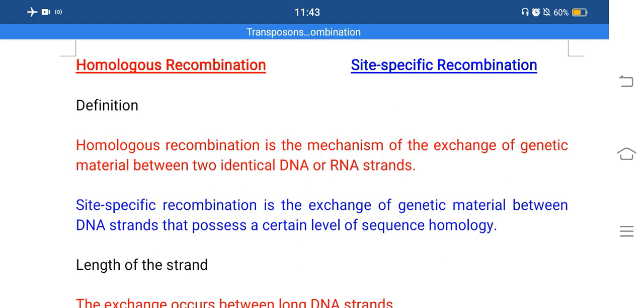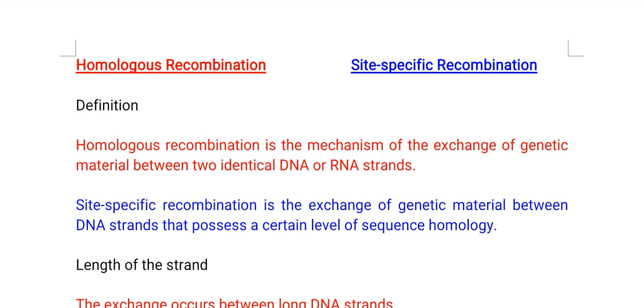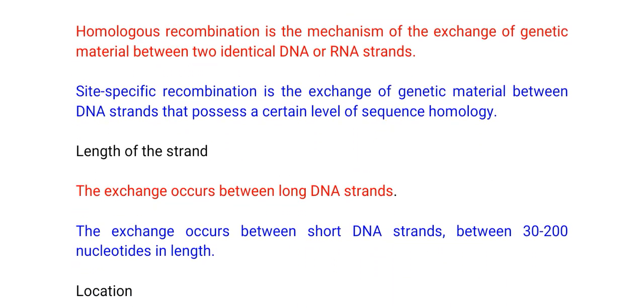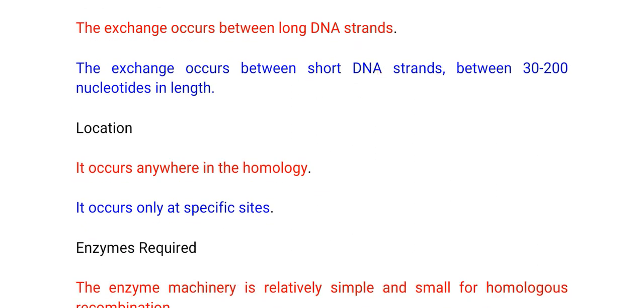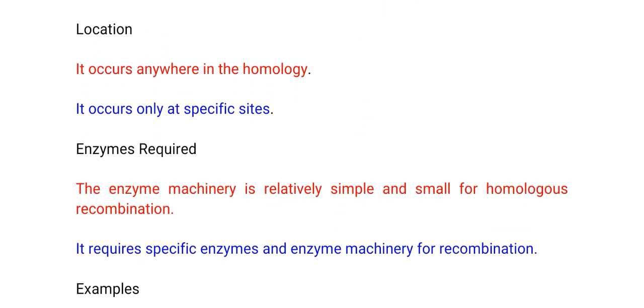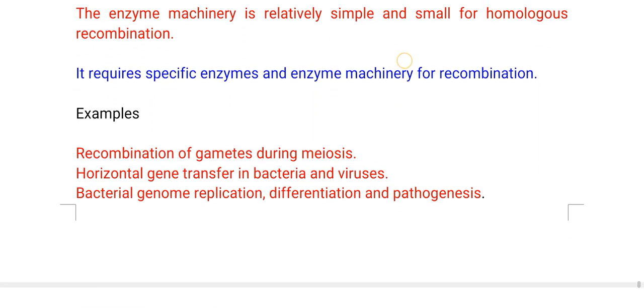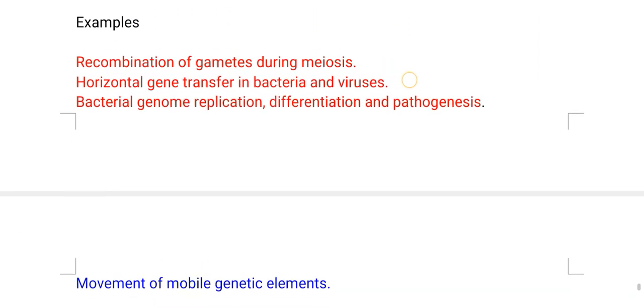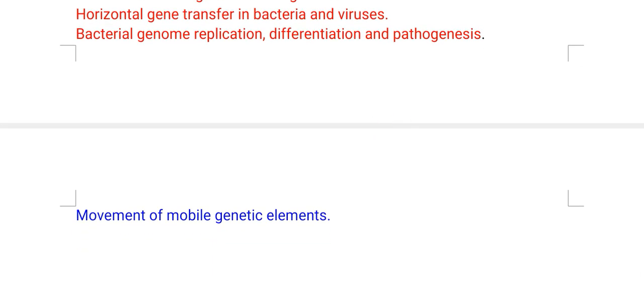Homologous recombination is the mechanism of exchange of genetic material between two identical DNA or RNA strands. The exchange occurs between long DNA strands. It occurs anywhere in the homology. The enzyme machinery is relatively simple and small for homologous recombination. Examples include recombination of gametes during meiosis and horizontal gene transfer in bacteria and viruses.